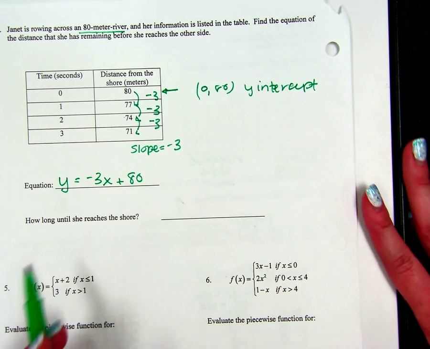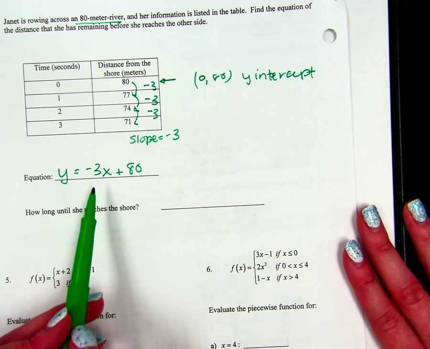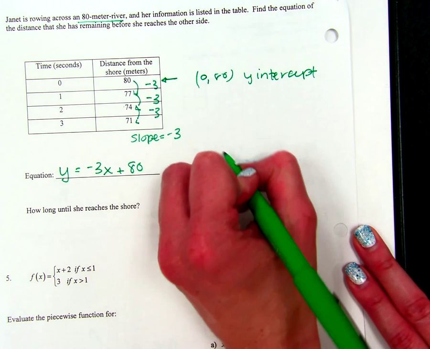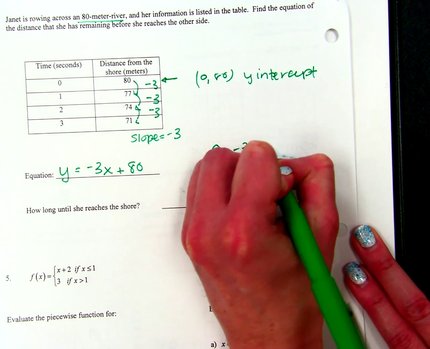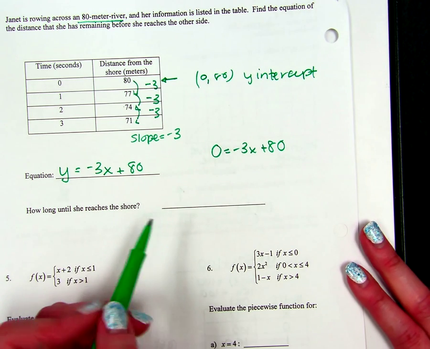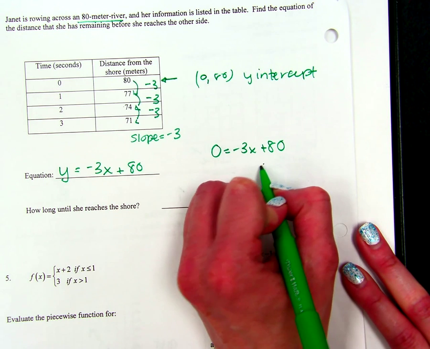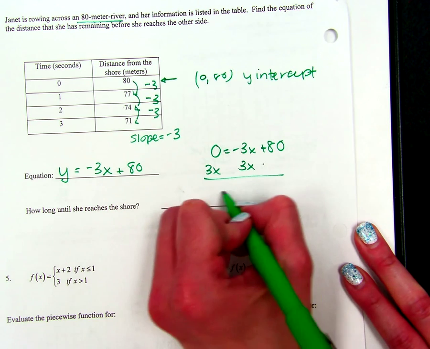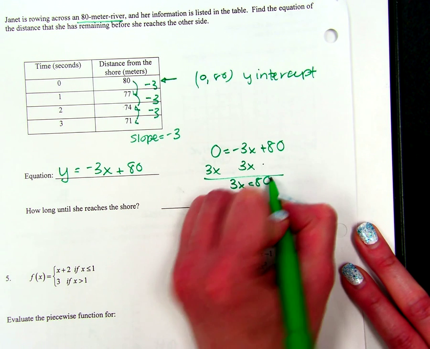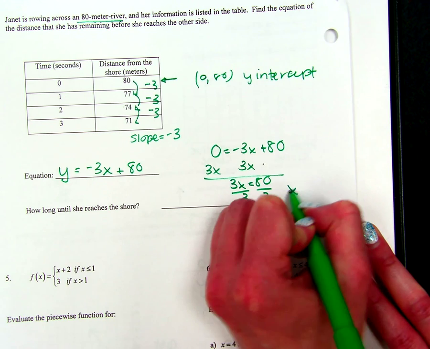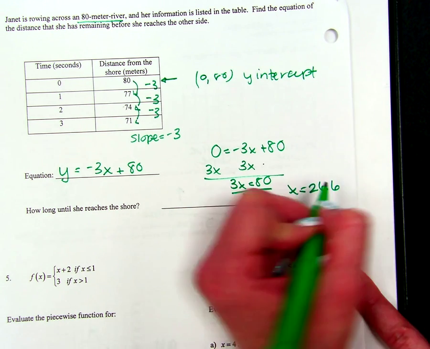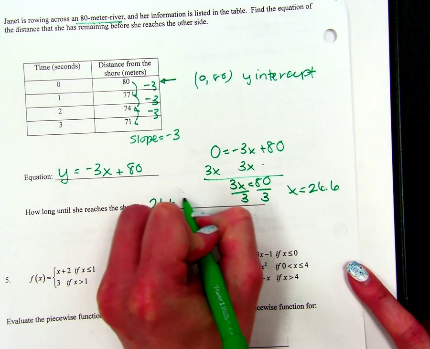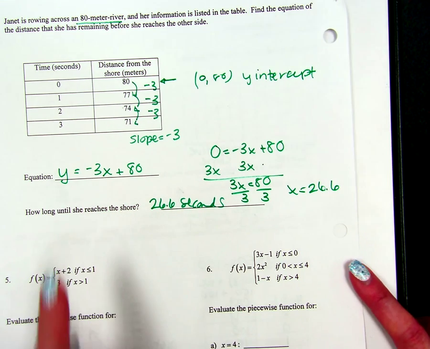So it's asking how long until she reaches the shore. So we are going to plug in 0 for our y here, and we're going to solve for our x. So we'll do 0 equals negative 3x plus 80. So we're going to solve for our x, subtracting 80 from, or actually let's add 3x to both sides. So we have 3x equals 80. So we'll divide both sides by 3. So x equals about 26.6. So we'll say it'll take about 26.6 seconds until she reaches the shore.